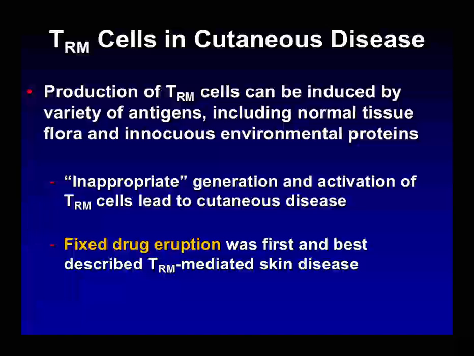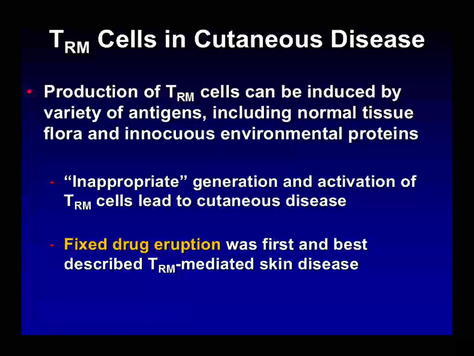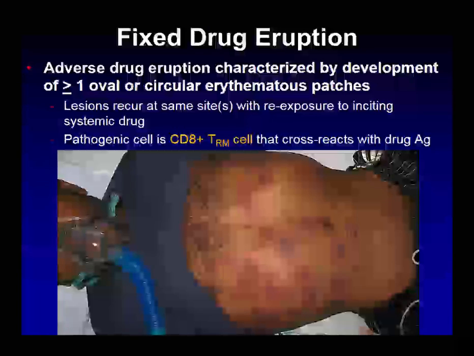As we discussed, resident memory T cells can be generated based on an extremely wide variety of antigens. This comes at the expense that occasionally you can generate a population of resident memory T cells inappropriately against an innocuous environmental antigen or even a self-antigen, and this can lead to disease. There are a number of diseases that involve the skin where resident memory T cells are known to play a prominent role, and perhaps the best described, and certainly the first described, is the fixed drug eruption.